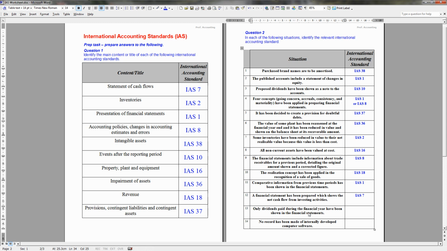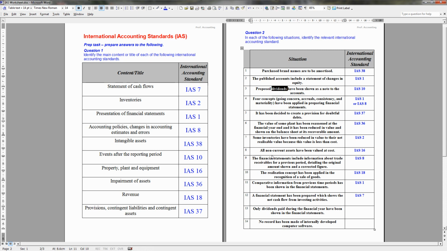I mean, it's dividends paid, so you might think it's cash flow, so you might think IAS 7. But it's basically getting onto only dividends paid. So it's getting you to think about what don't we include? We don't include proposed dividends because they haven't been agreed yet. So the key phrase there, I think, is only. Only dividends paid have been included because the presentation element of IAS 1 acknowledges that only dividends paid can be recorded in the balance sheet, profit and loss, and so on.